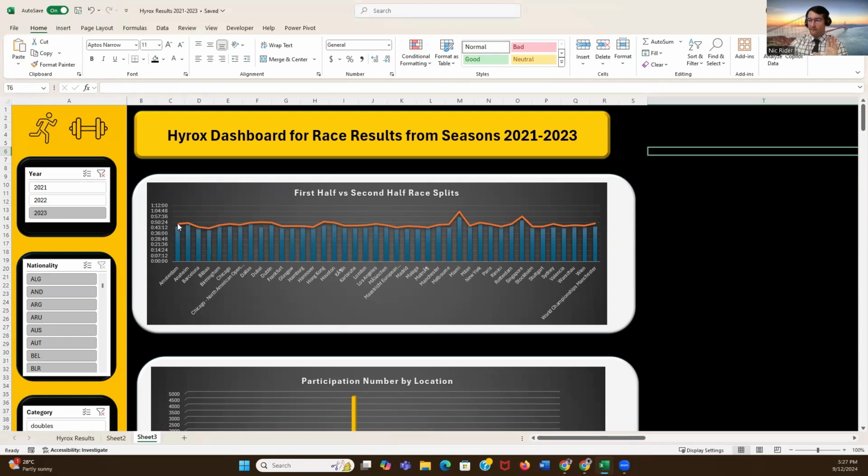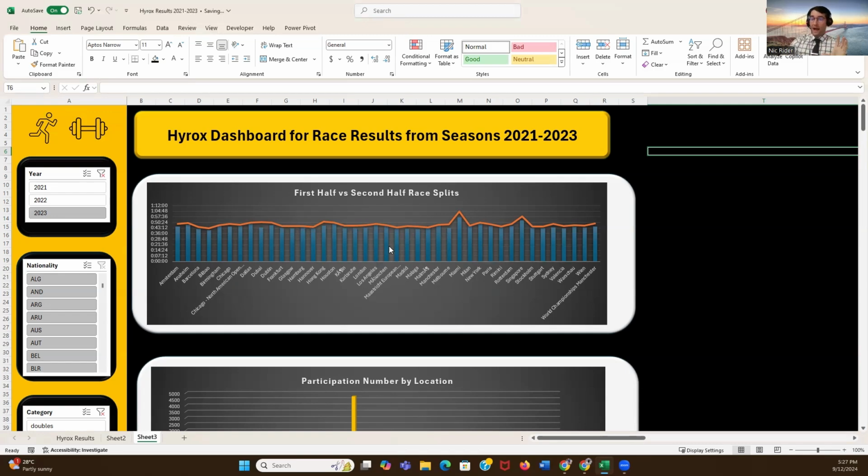Amsterdam, 45 and 48. But the first thing that I'm noticing within Hyrox over this 3-year period is that the splits between the first half and the second half of the race have come closer together, and we're even seeing some negative splits start to occur.